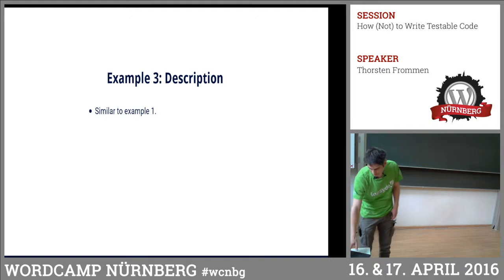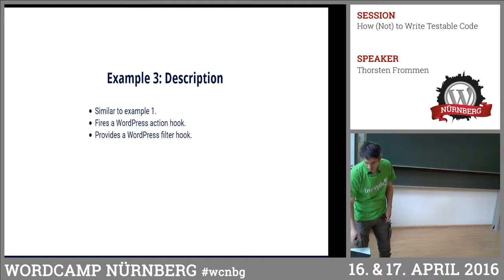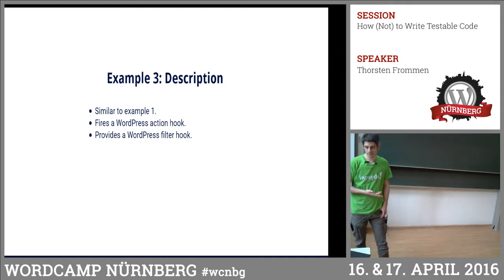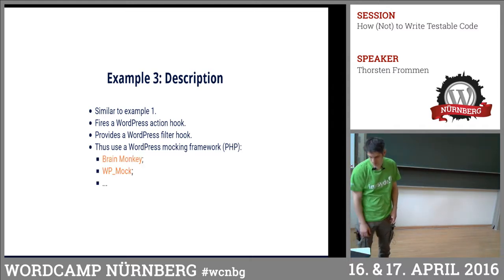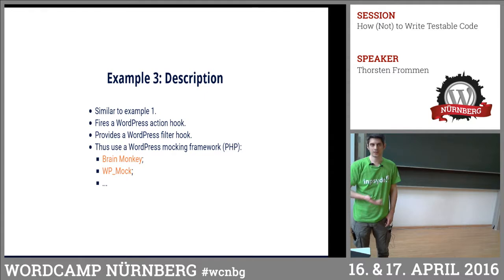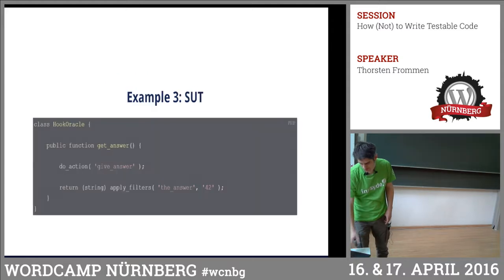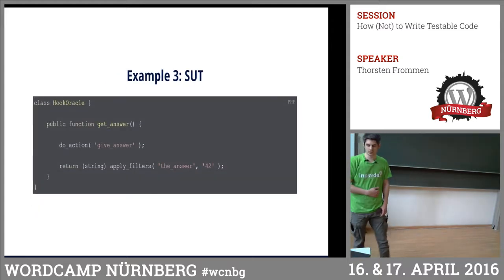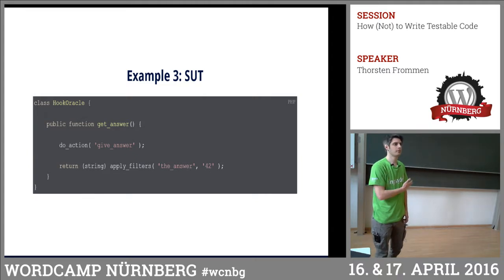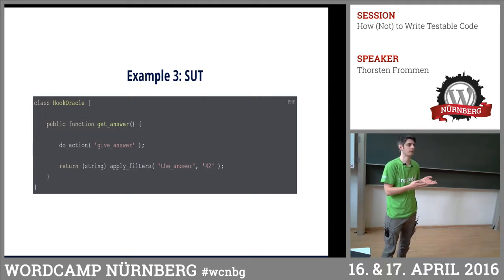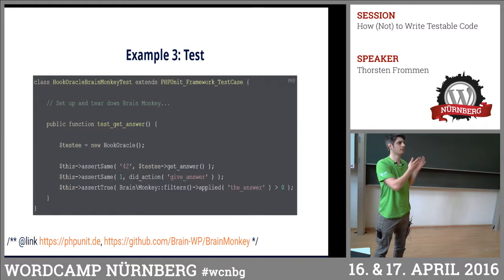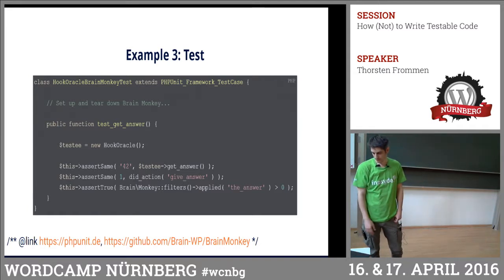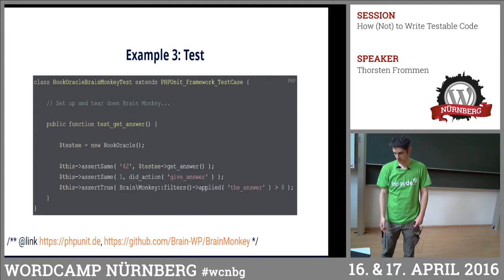A third example is the same as one, but there's a WordPress action involved, and there's a filter hook involved. That's why I'm using a WordPress mocking framework. Brain Monkey and WP_Mock are two mocking frameworks working specifically for WordPress, which you can use. That's the subject under test. So I'm firing an action when I call that method, and I'm returning a string that's run through a filter. And I want to make sure that what's happening there actually happens like I want it to. And that's the test example.